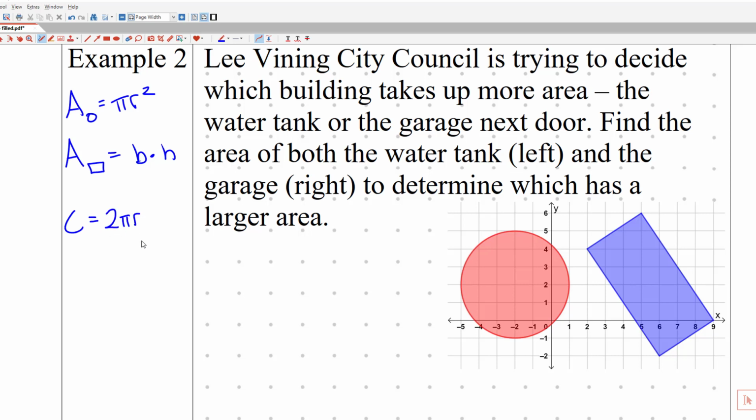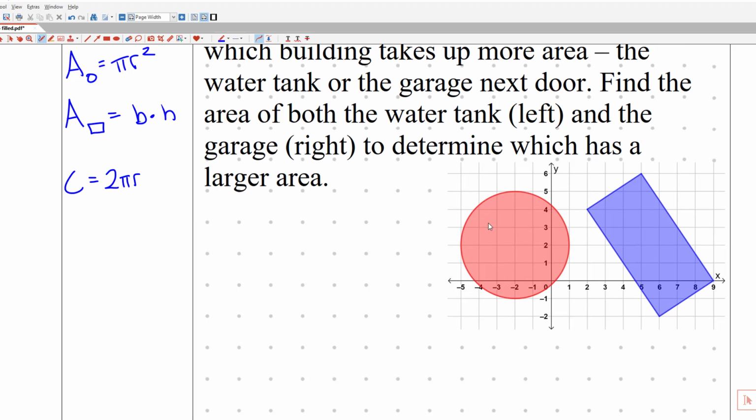We don't need that for this problem though. So let's jump into this red circle. What is the radius? Looks like it's pretty clear. The center here is at (-2, 2). The radius is 3. So this radius up here is 3.